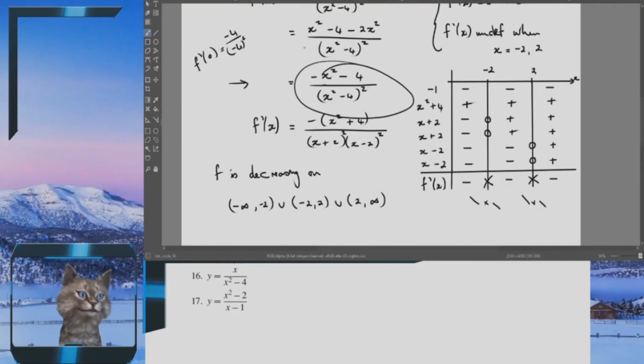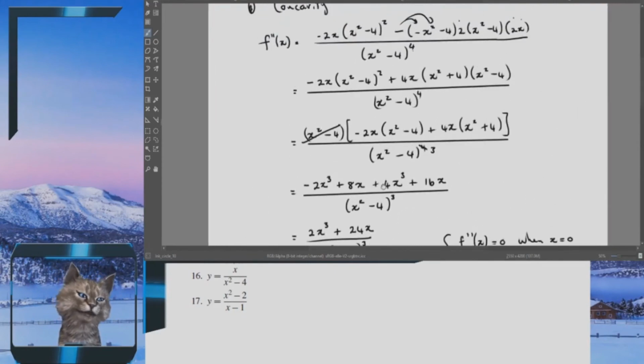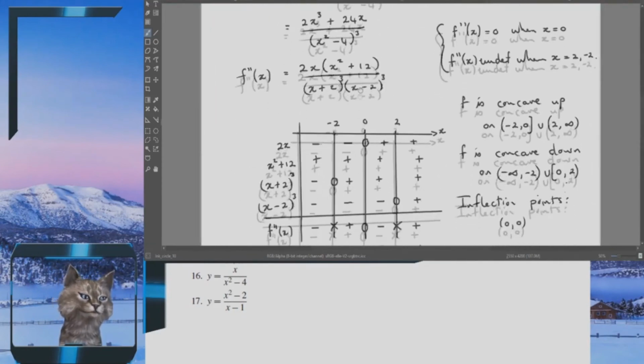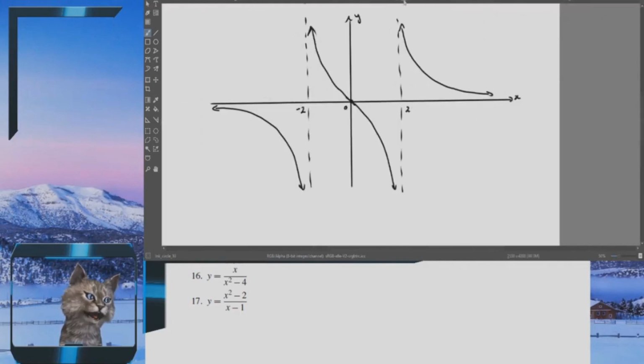So a couple of things to have a look at. It's a fairly familiar function, quotient rule, but the quotient rule can get quite messy, so it's important to go slow and steady to get my eventual graph.